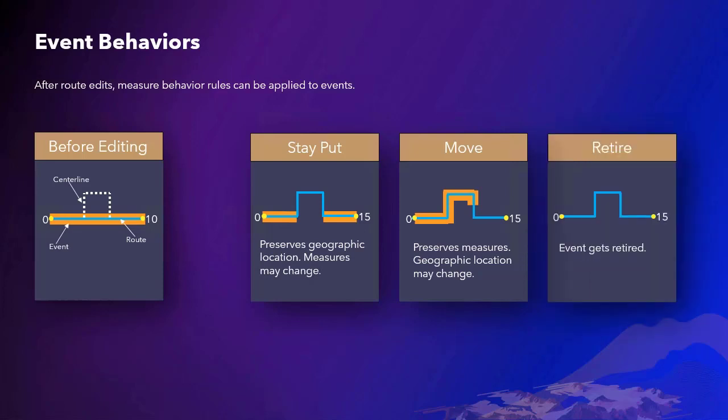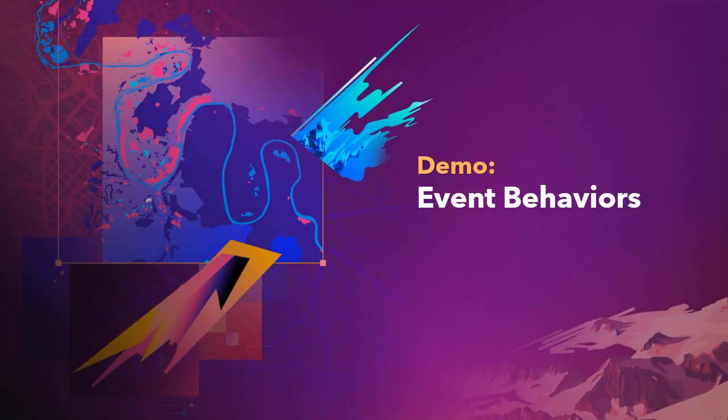Retire is useful for events such as DOT class, where the route edit would require recalculation of the impacted event. In the picture, as the event fell within the range of the edit, it would be retired on the to date of the route edit. Let's have a look at event behaviors in action.